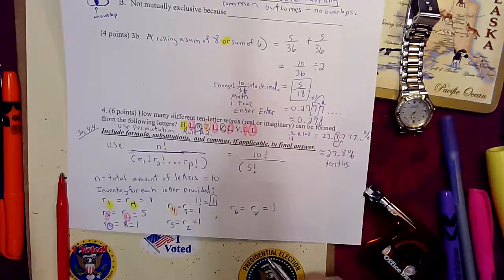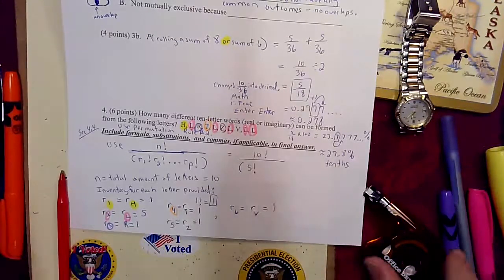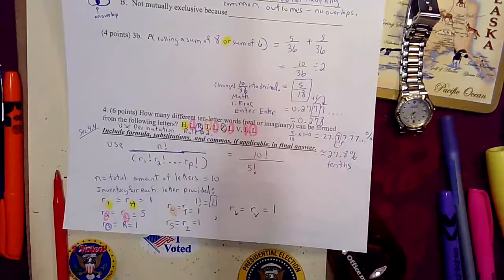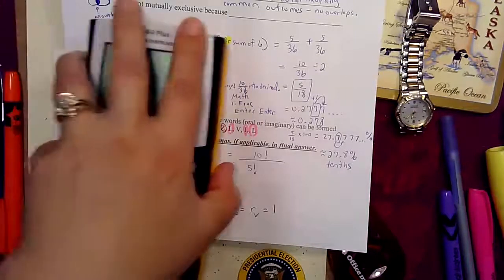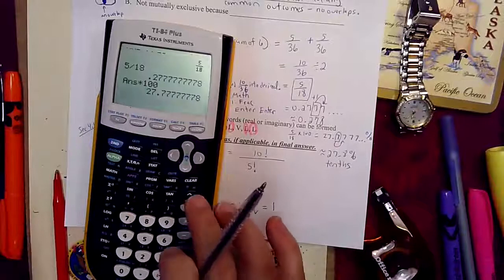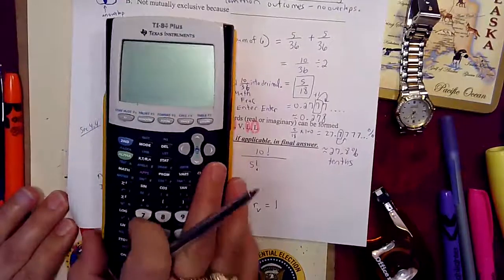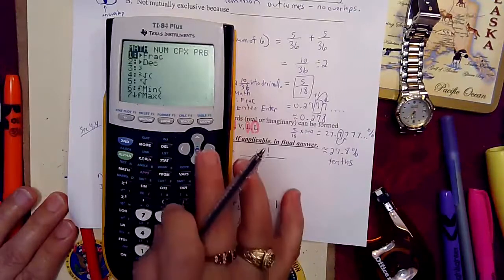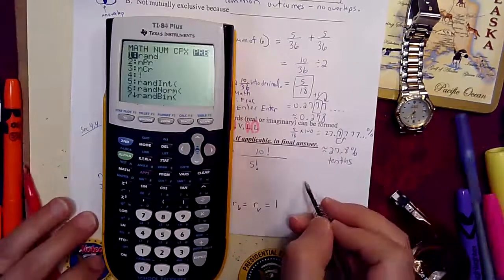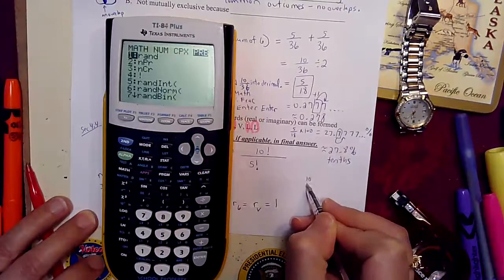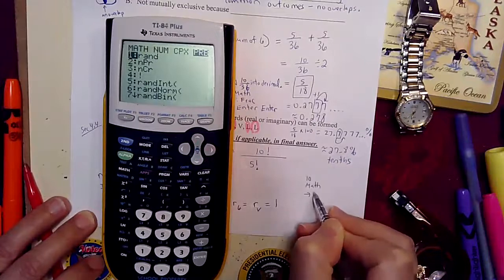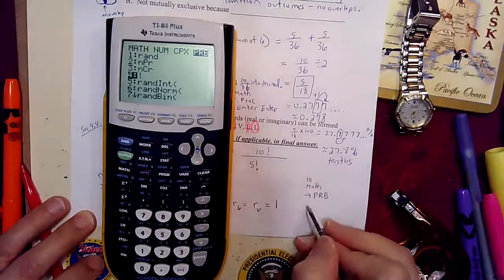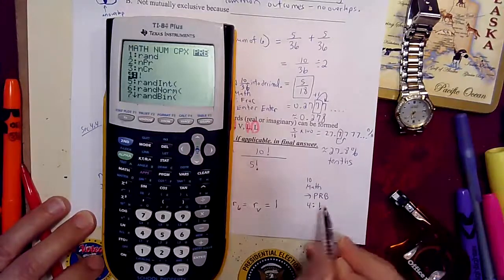All right. So then actually we just have five factorials. So actually you don't need the parentheses because you only have the five factorial. If you had more, then you would need them, but this is actually fine. So this is 10, math, tab to probability, then you want to hit number 4. Enter.